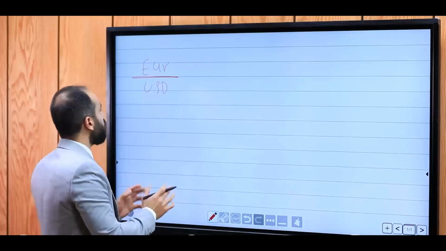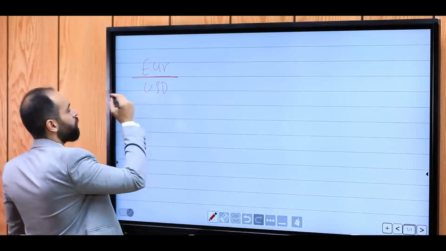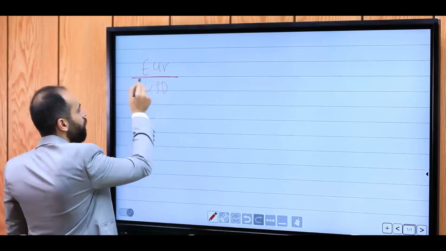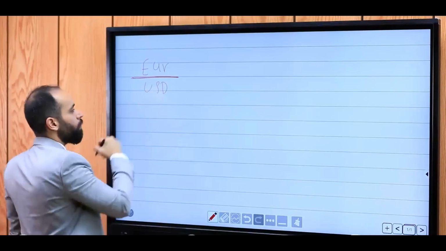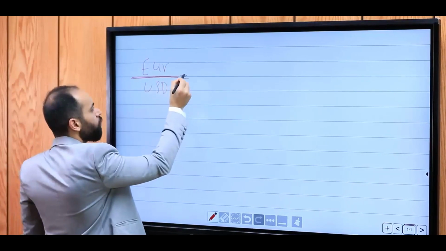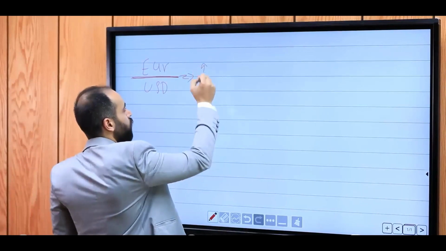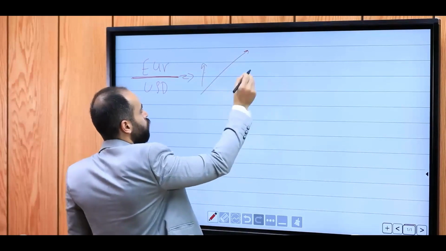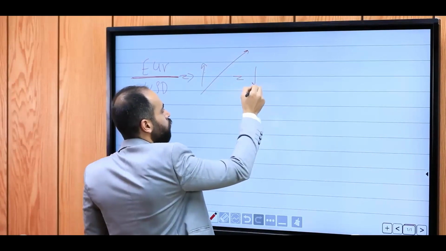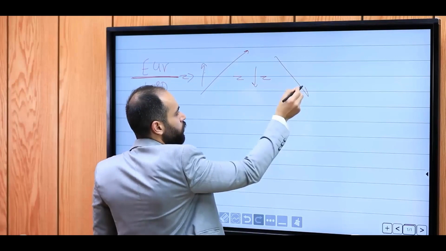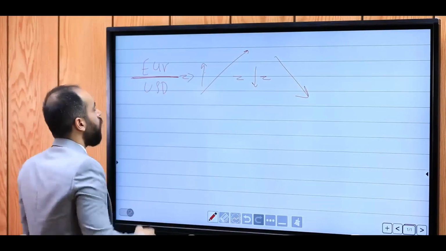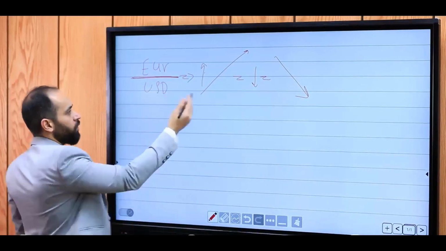So for all the currency pairs we read, whichever currency we say first is the numerator, above the fraction line, and the second one is the denominator. When we write this as a fraction, we said if the result of the fraction increases, what does our chart become? An uptrend. If the result of this fraction decreases, what does our chart become? A downtrend.